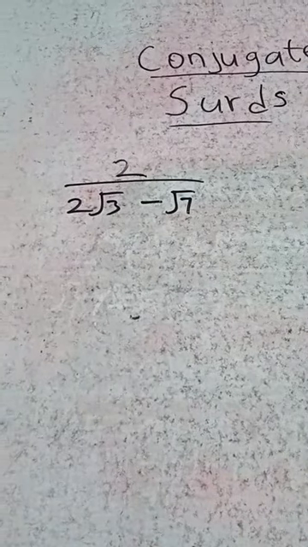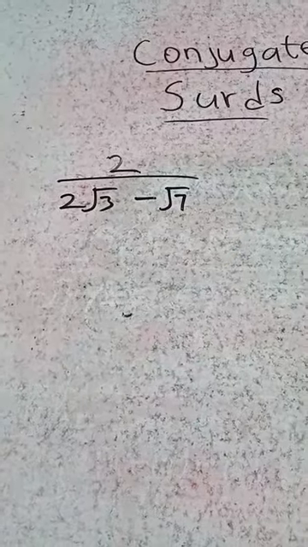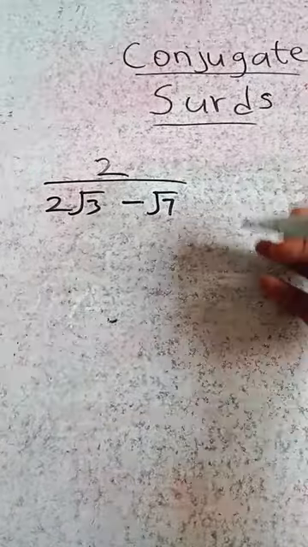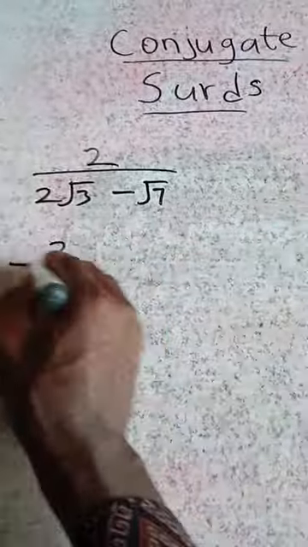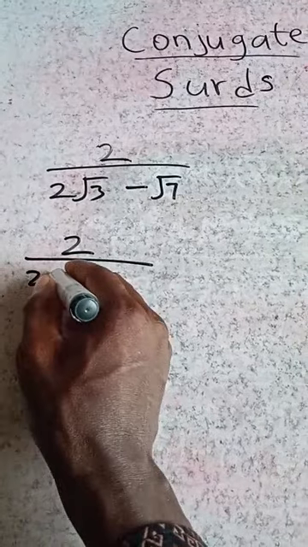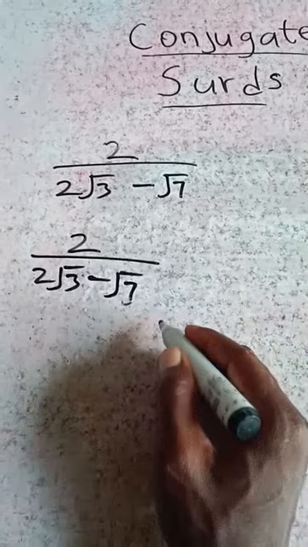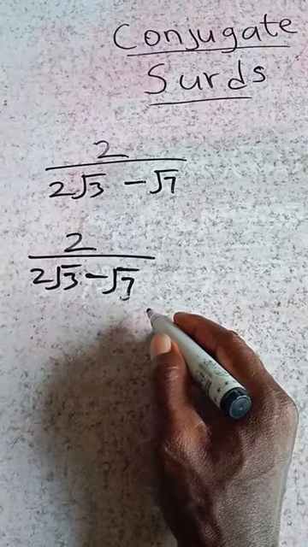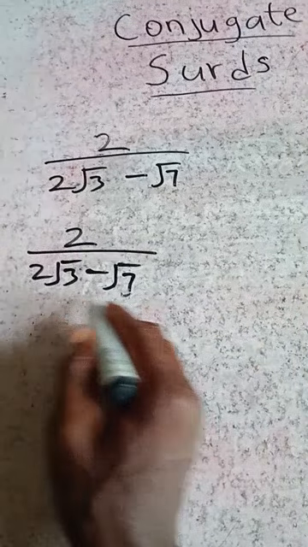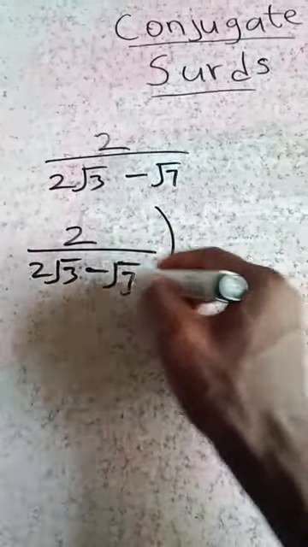Otherwise, we cannot remove the surd in the denominator. Okay, so quickly let's attend to this. So 2 all over 2 root 3 minus root 7. We are going to rationalize this. In rationalizing this, I told us that we are going to use the denominator to multiply the numerator and the denominator also.